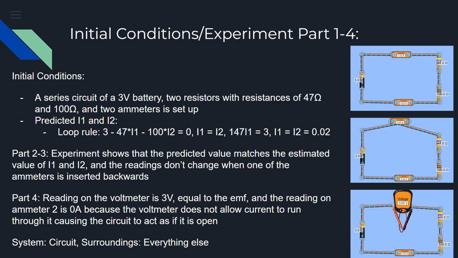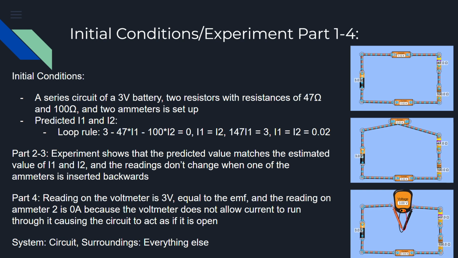Current 1 is equal to current 2. Therefore, 147 times current 1 is equal to 3. Current 1 is equal to current 2, which is equal to 0.02. For parts 2 and 3, the experiment shows that the predicted value matches the measured value of I1 and I2, and the readings don't change when one of the ammeters is inserted backwards.